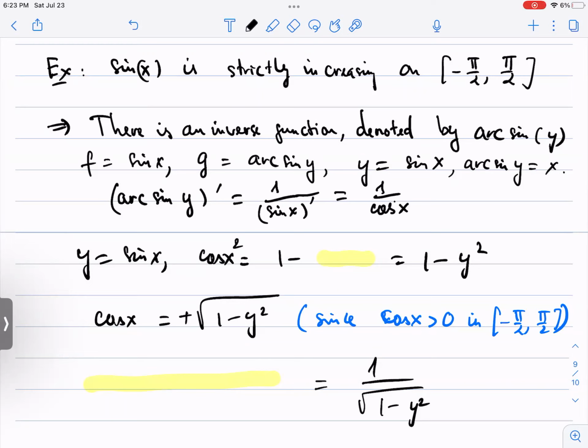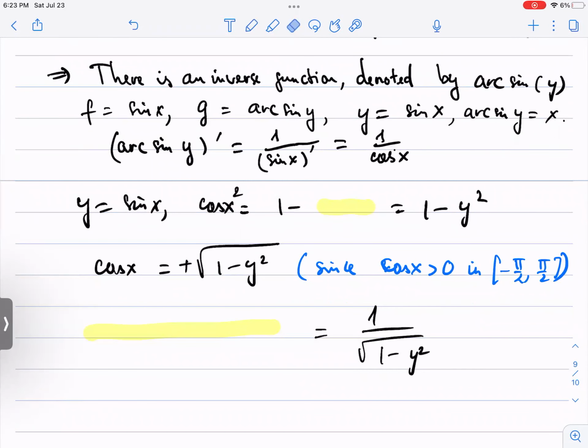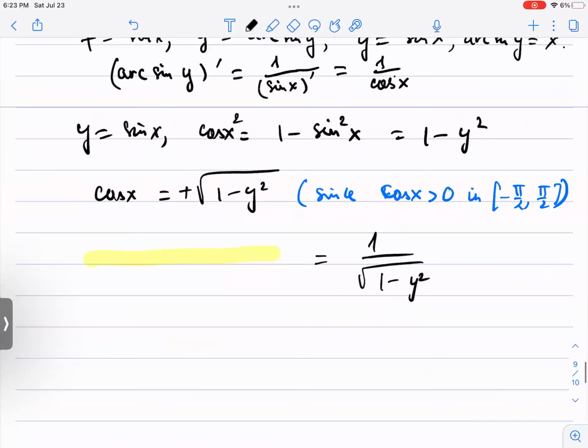So here we have y equals sine of x. Cosine of x squared is equal to 1 minus sine squared of x, which equals 1 minus y squared. So cosine of x here is equal to plus the square root of 1 minus y squared. And we have the plus here because cosine of x is greater than 0 in this interval from minus pi over 2 to pi over 2. So here we conclude that the derivative of the arcsine function is equal to 1 over the square root of 1 minus y squared.